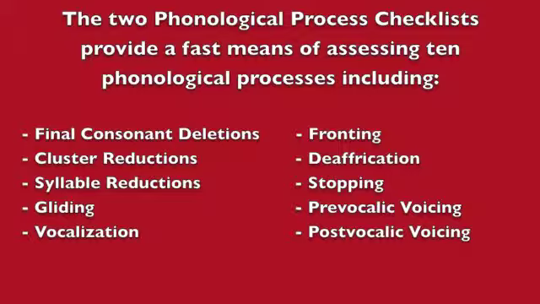The 2 phonological process checklists provide a fast means of assessing 10 phonological processes, including final consonant deletions, cluster reductions, syllable reductions, gliding, vocalization, fronting, deaffrication, stopping, prevocalic voicing, and postvocalic voicing.